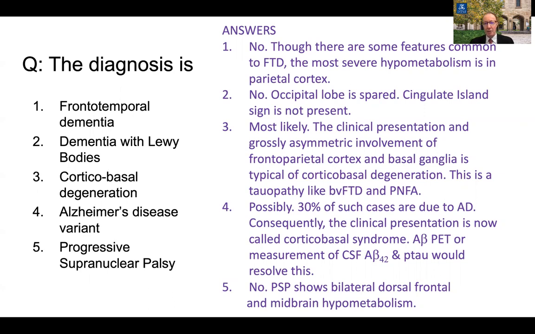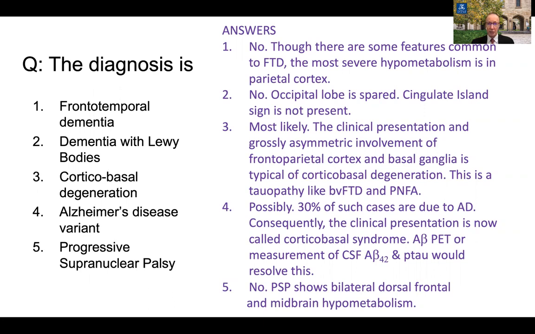Now, amyloid PET could certainly sort this out for us, as could measurement of CSF A-beta42 and phospho-tau. So if you've got access to these investigations, you could make a definitive call without post-mortem as to whether this corticobasal syndrome is due to corticobasal degeneration or an atypical presentation of Alzheimer's disease.